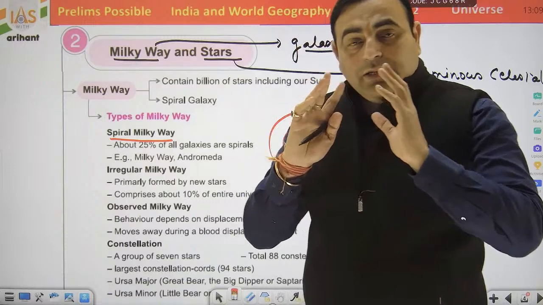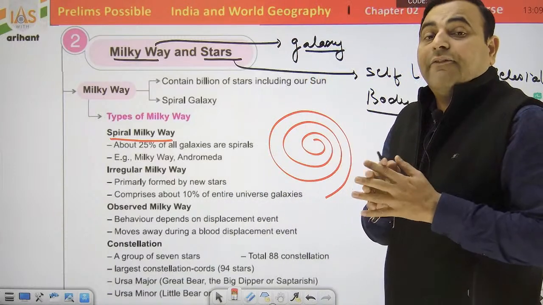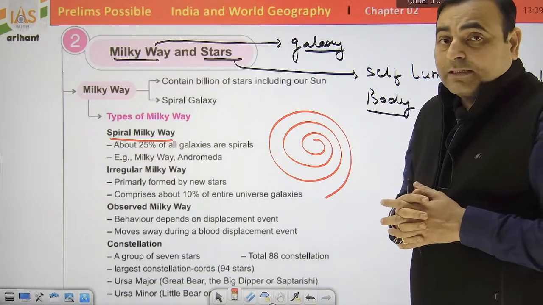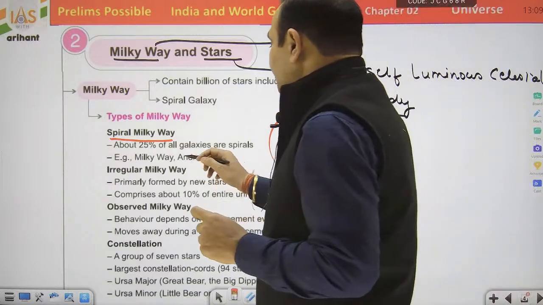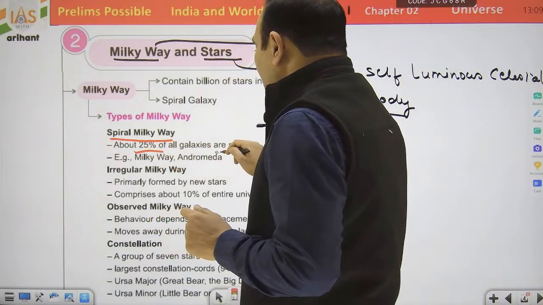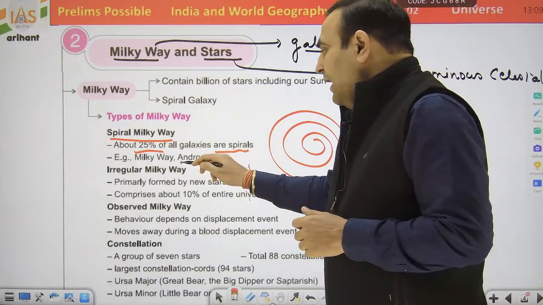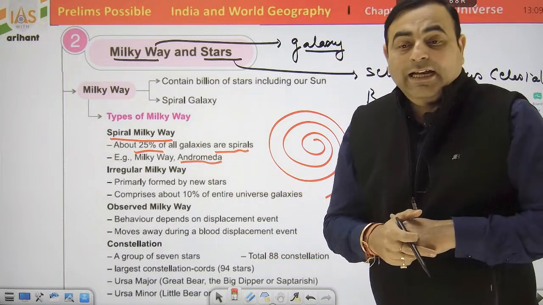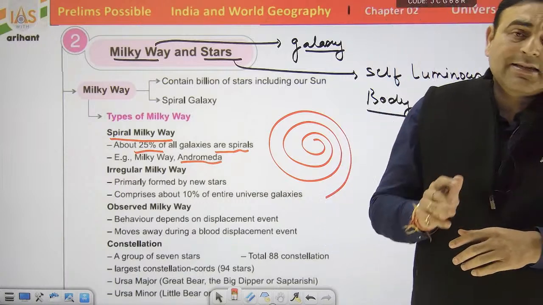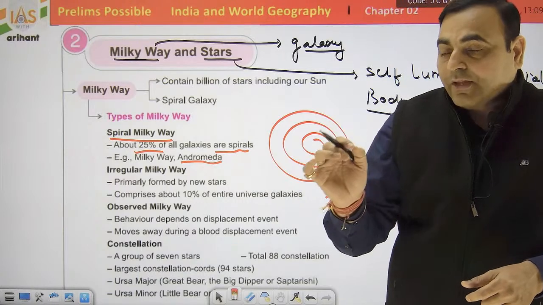25% of all the available galaxies in the universe are spiral, such as Andromeda and the Milky Way. It is a spiral galaxy.